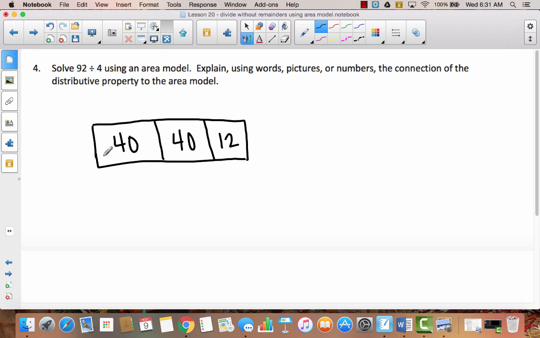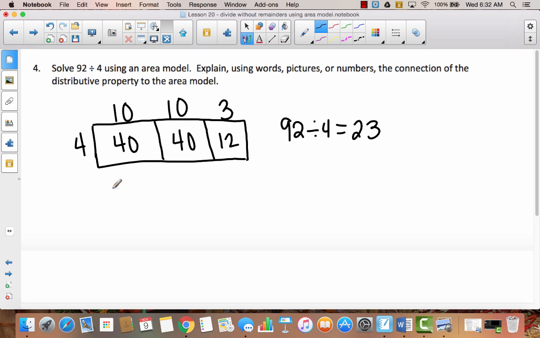And what's nice about this is this is divisible by 4, this is divisible by 4, and this is divisible by 4 with no remainders. So if my area is 40 and my width is 4, then what would my length be? It would be 10. And this one will be 10 too because it's the same. If this is 12 and my width is 4, then what's the length? Well, that would be 3. So my answer to 92 divided by 4 would be 10 and 10, which is 20, plus 3, which is 23.